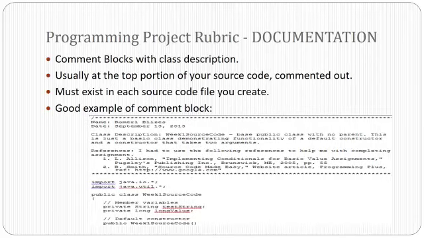There's a comment block with class description. Now, I'm expecting a comment block in each of the classes, and it's quite simple. It's usually the top portion of your code, and it's usually commented out following the logical Java-based comment structure, and it should exist in each source code. So an example of this over here is my name, a brief description of the class, and some references. And I'm expecting this in each of the classes that you implement in your programming project.